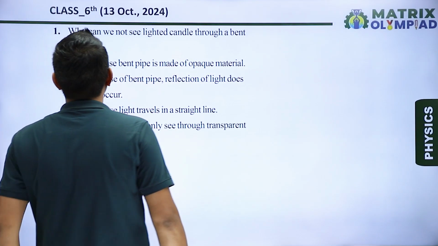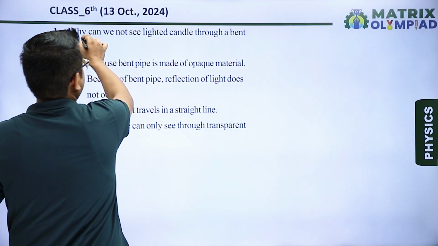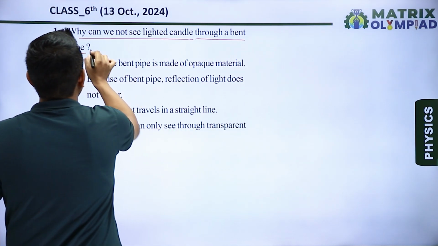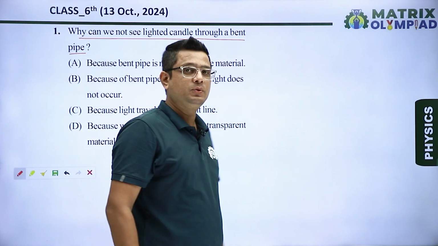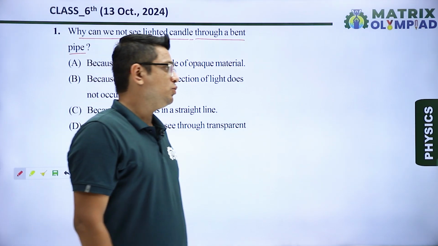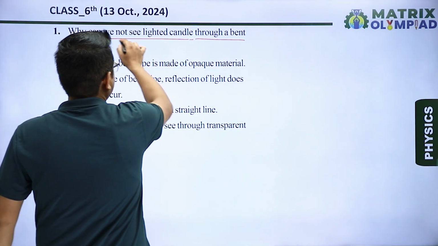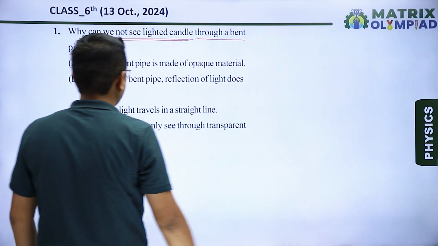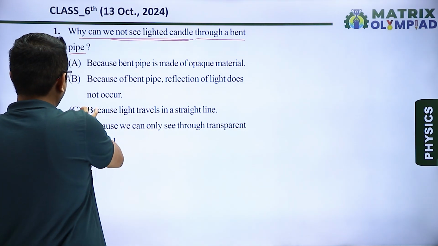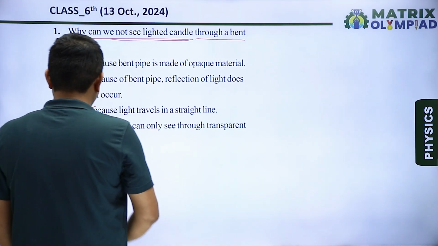Question number first. Why can we not see a lighted candle through a bent pipe? So we know that according to ray optics, the nature of light, it travels along a straight line. So in a bent pipe, we cannot see a lighted candle. So our correct answer is because light travels in a straight line. So correct answer is option C.